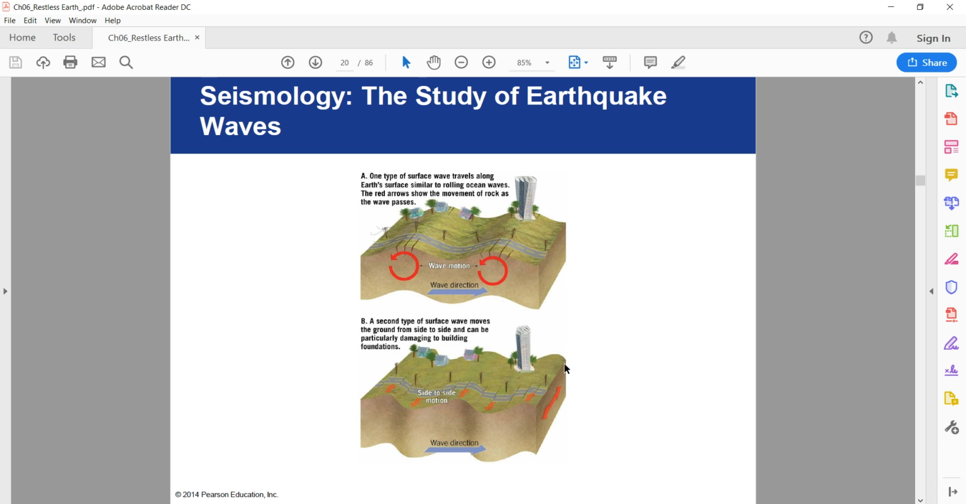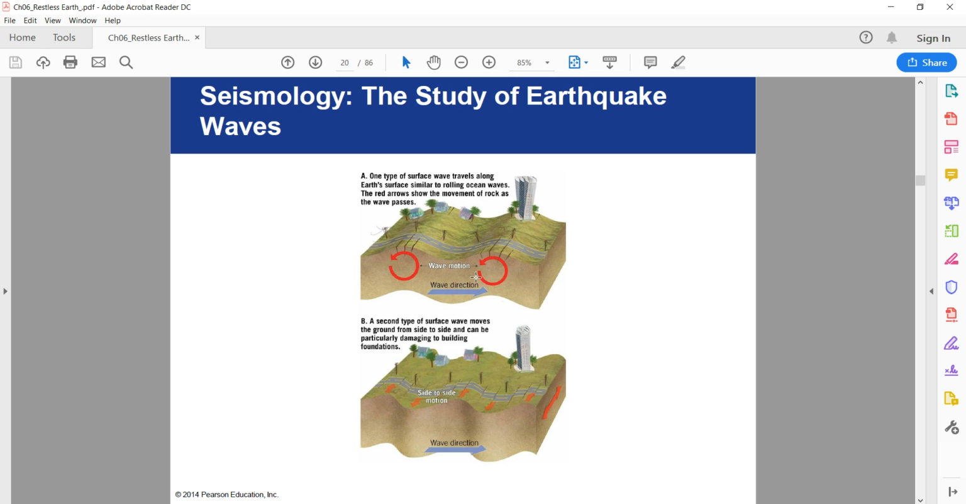So the surface waves are the ones which are more destructive, and among the surface waves, the one that moves sideways is the most damaging, because it is going to damage the foundation of different structures and buildings. As these waves cause the rocks to move sideways, that will cause more destruction of engineering structures, buildings, houses, dams, and structures like that.